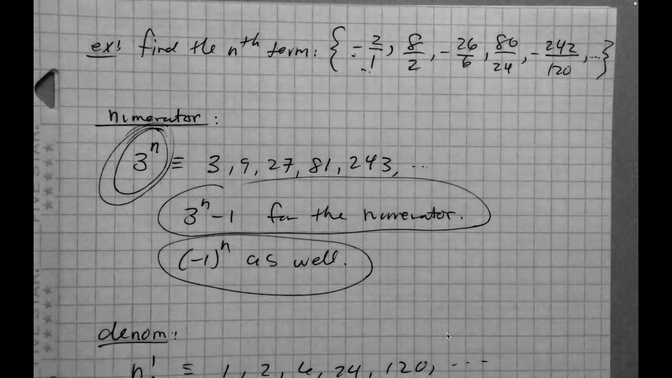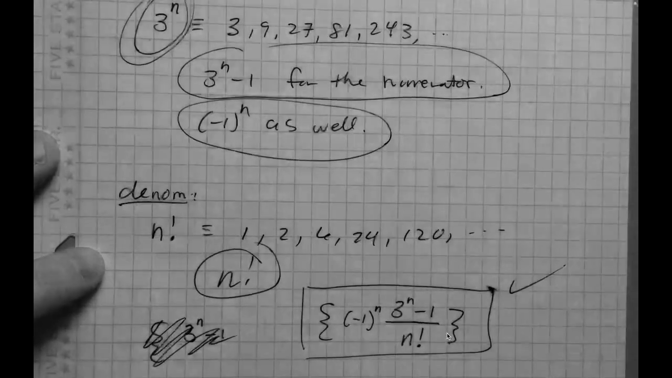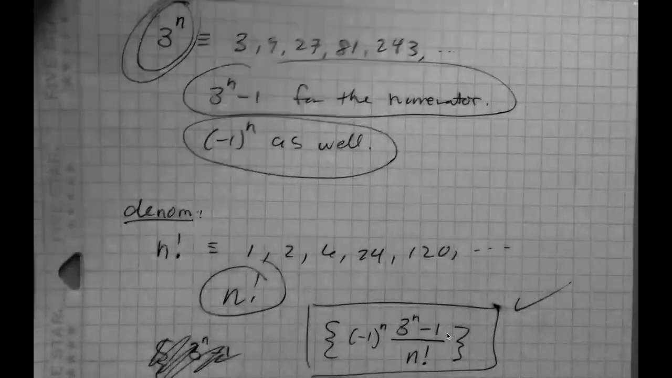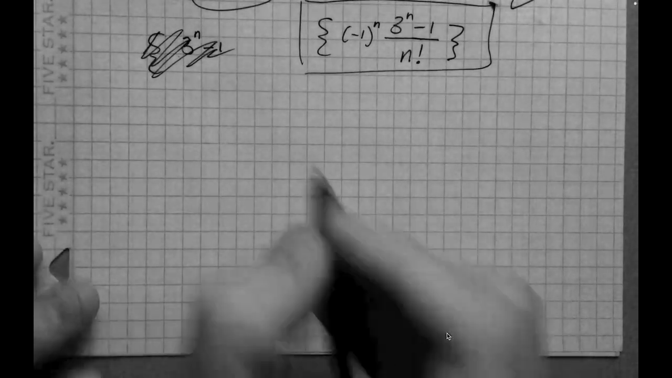Okay, now we'll leave it at that. So that's a good example of finding an nth term. Okay, let's shift gears slightly and talk about something called monotonic sequences.